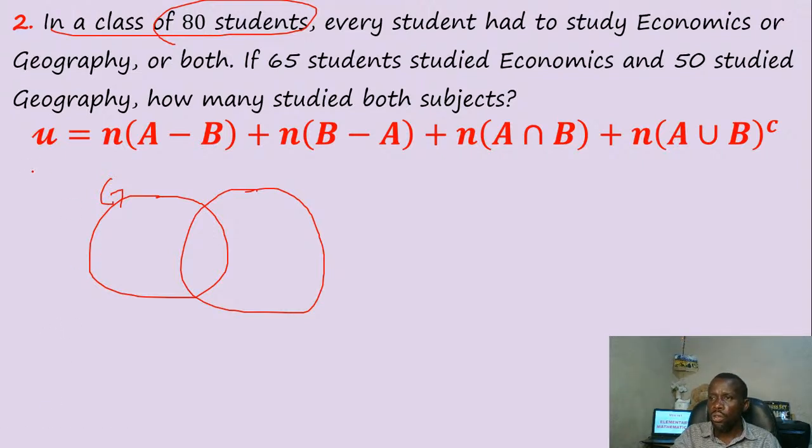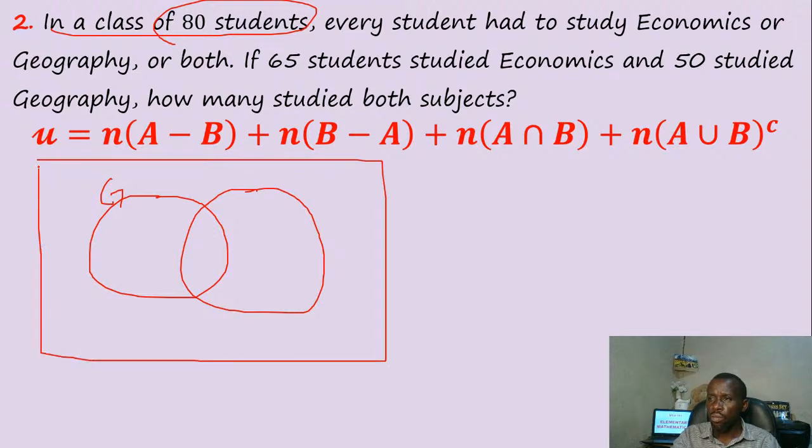Okay, so let's do this. I have my E here. Now I have my 80 as my universal set, U equals 80. Now, every student has to study economics or geography or both. If 65 study economics, they did not say 65 study economics only. It would have been better if they mentioned only, but they did not. So 65 study economics. I will write that 65 outside for the economics.